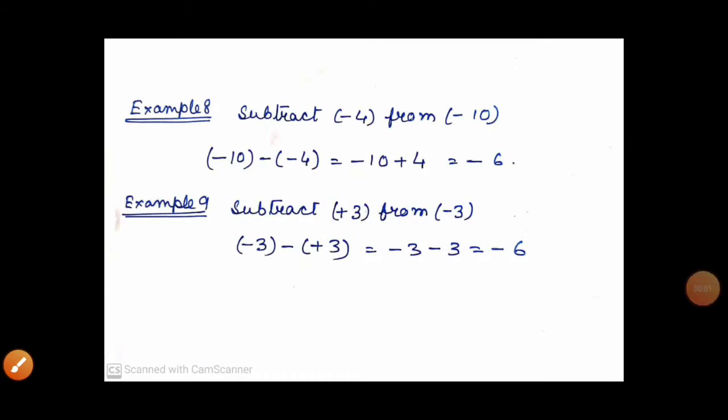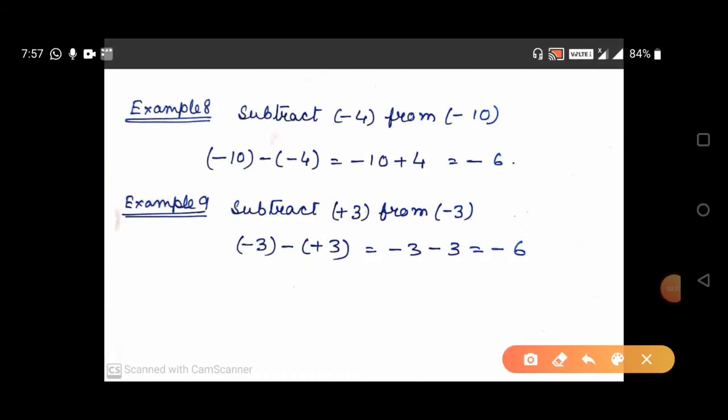Example 8, subtract minus 4 from minus 10. So what we have to subtract? We have to subtract minus 4 from which? From minus 10. So we have to first write minus 10, then we have to give the minus sign for subtraction, then we have to write minus 4 within bracket.